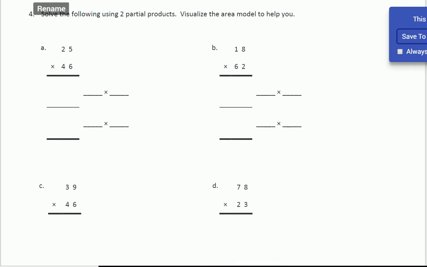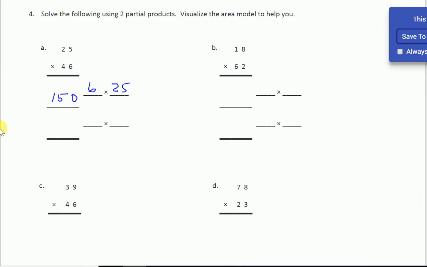Alrighty, last part of this, we're going to use two partial products, and you don't have to do the area model anymore. You can visualize if you need to. The first part is going to be 6 times 25. Well, 6 times 5 is 30. Carry the 3. 6 times 2 is 12, and 3 is 15. 150.